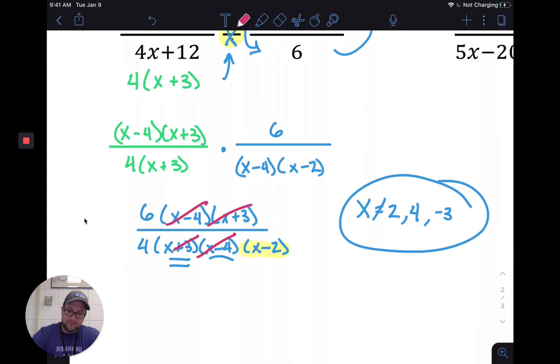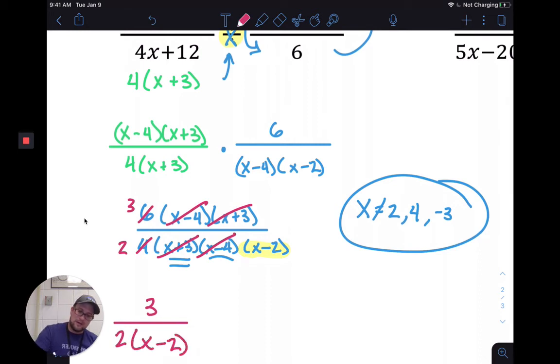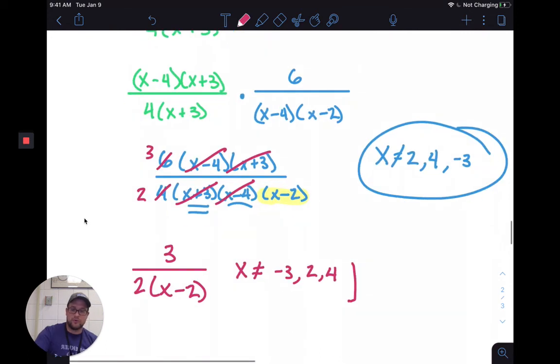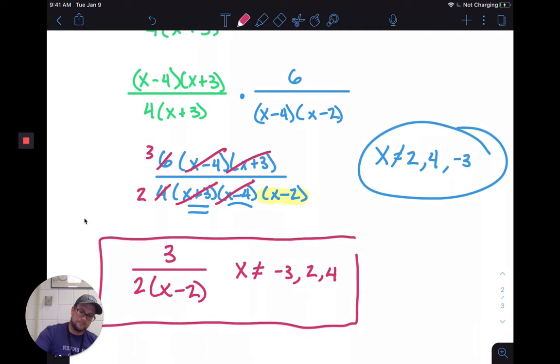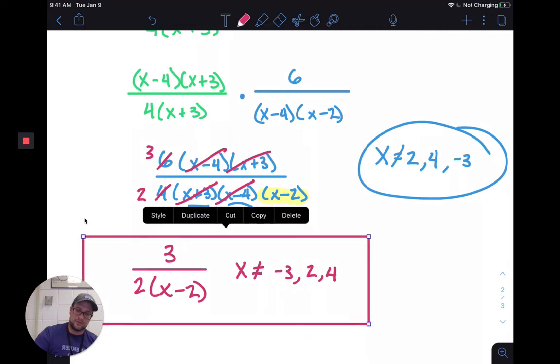Now, from here, we cancel any like terms, x minus 4, x minus 4. We got an x plus 3 and an x plus 3. 6 and 4 can be reduced. Let's make that into 3 over 2, making my final answer 3, there's nothing else left up top, over 2 times x minus 2. And of course, x cannot equal negative 3, 2, and 4. Notice how I wrote those from least to greatest if you're going to write them all in one. Just helps the reader see what's going on.